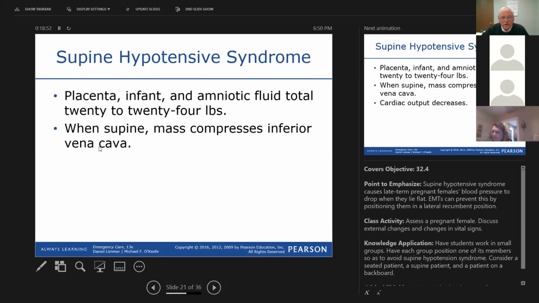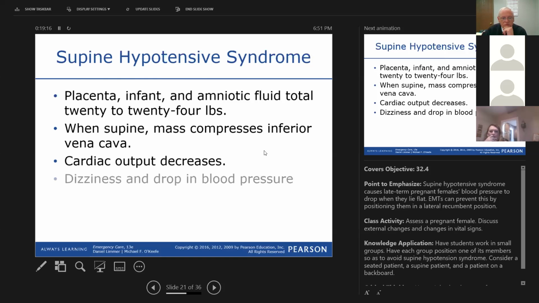Now, the inferior vena cava, remember, is the largest vein in the body because it's bringing everything from the lower part of the body back to the heart. But it's still a vein, so it doesn't have the incompressibility that an artery does. It'll compress. So all that weight compresses, blood can't get back up to the heart. It decreases her cardiac output because now she doesn't have that volume to pump back out. And then symptoms develop, dizziness, her pressure drops even further.